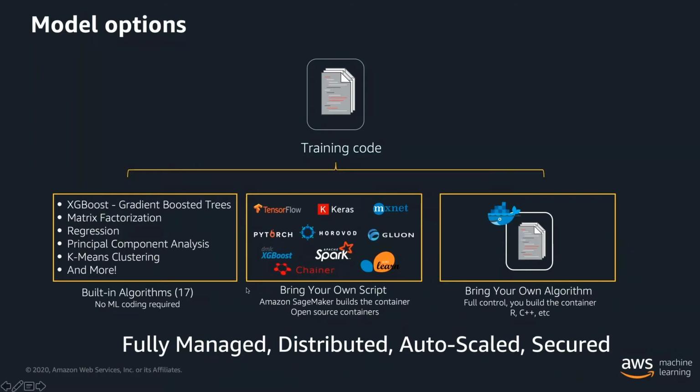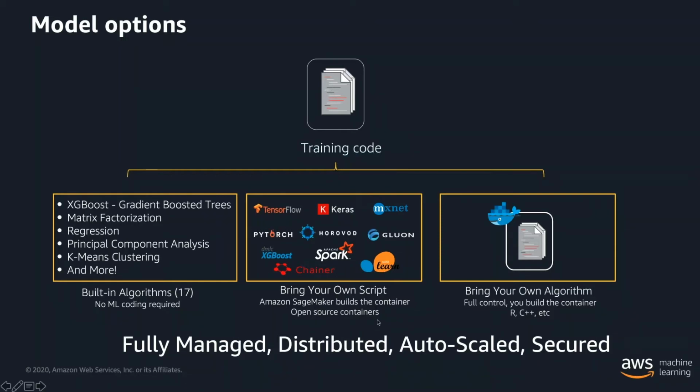The second option is that with SageMaker, we support all the most famous machine learning and deep learning frameworks. You can probably recognize TensorFlow, Keras, PyTorch, and so on. So with this, if you want to choose this possibility, you will just have to bring your own script, so your own algorithm, and we'll put this script in a container.